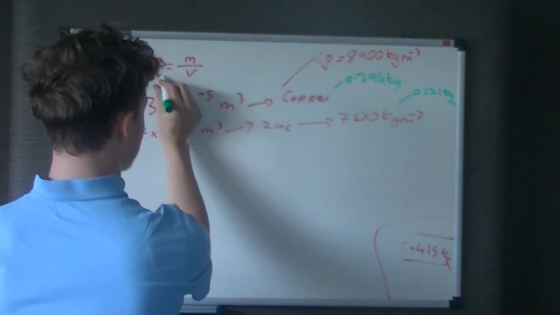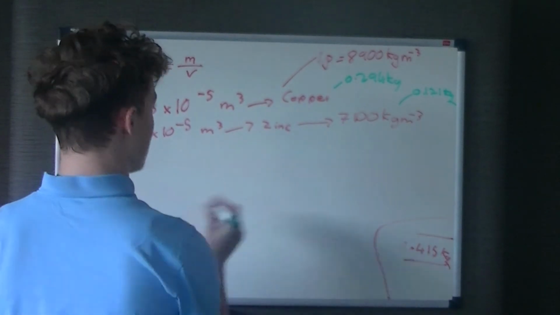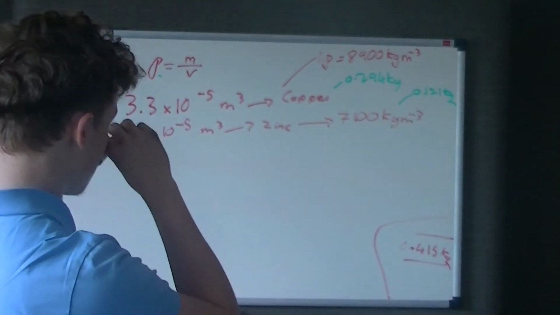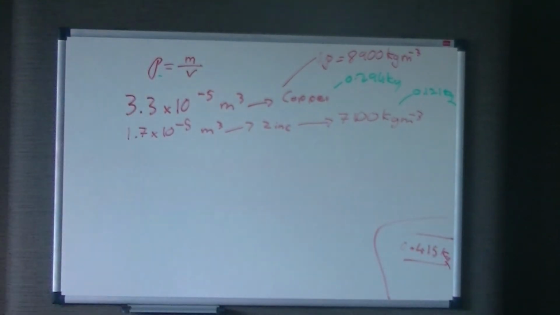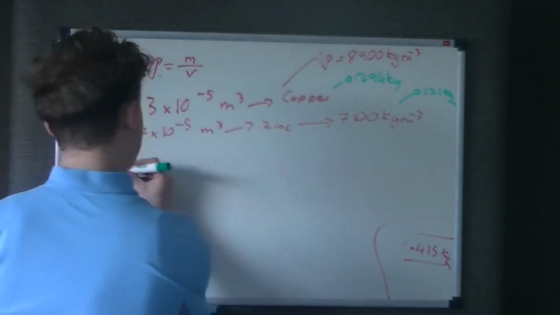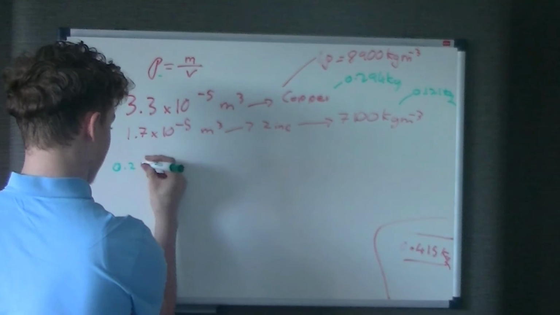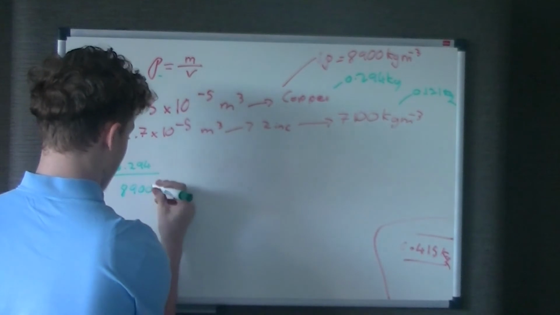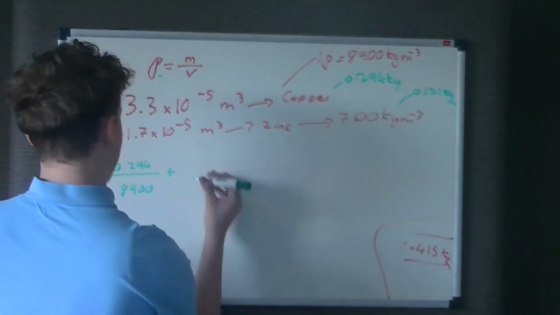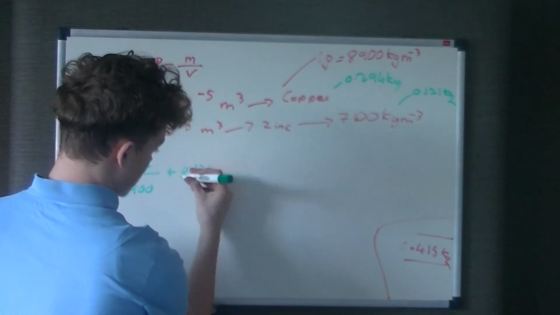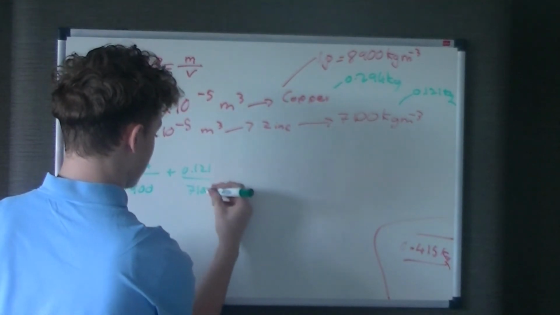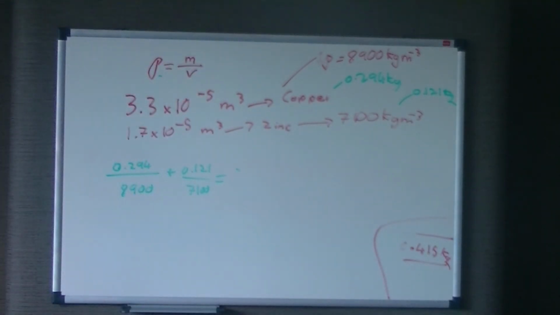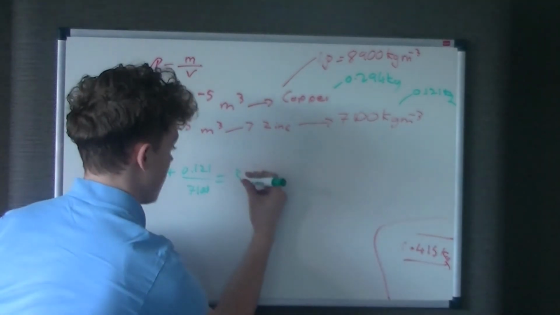So we swap the density and the volume around, so the volume is the mass over the density. So it's 0.294 in kilograms over 8,900. I'm not putting the units in, but you should. Then 0.121 kilograms over 7,100 kilograms per meter cubed, and that comes to, let me put it in my calculator, 5 times 10 to the minus 5.